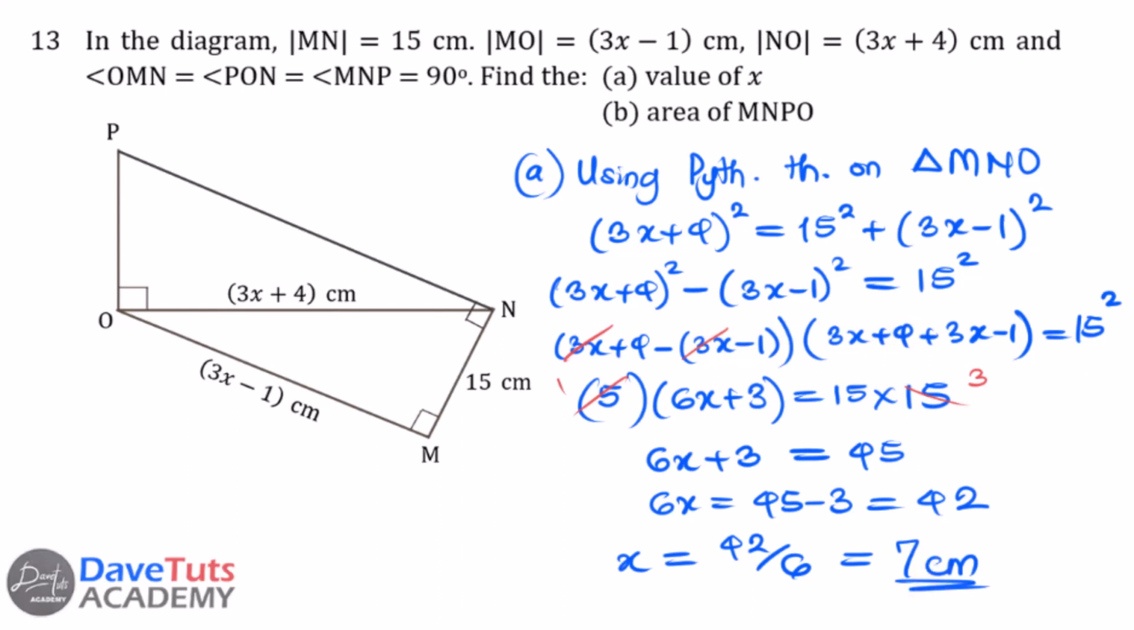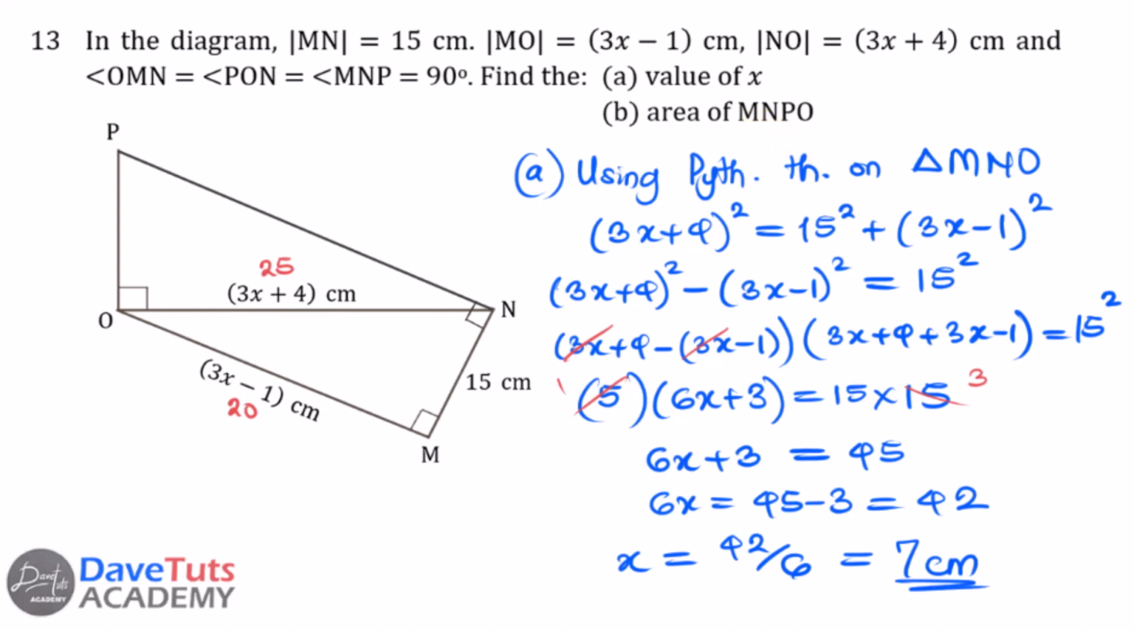Okay, so that being said, I can look at a scenario now in which, since x is 7, 3x plus 4, that will be 3 times x, that's 21 plus 4. So this is actually 25 centimeters. In this particular case, 3x minus 1, 3 times 7 is 21, 21 minus 1. So this place is actually 20. Okay, so this is 25, this is 20. We can go ahead to say we want to find the area of triangle MNP.